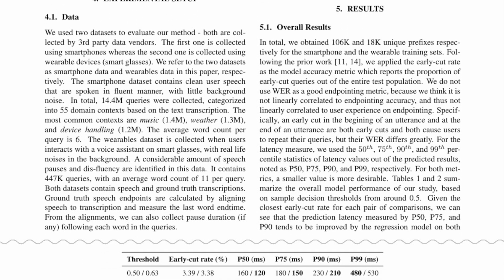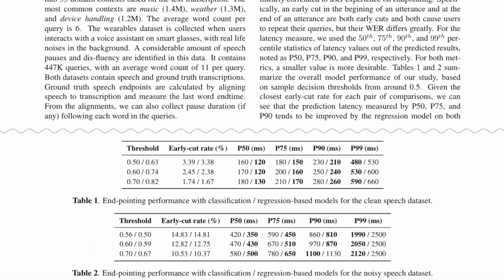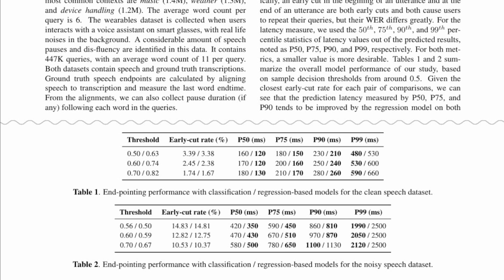5. Results. 5.1. Overall results. In total, we obtained 166,018 unique prefixes, respectively, for the smartphone and the wearable training sets. Following the prior work, we applied the early cut rate as the model accuracy metric, which reports the proportion of early cut queries out of the entire test population. We do not use DWER as a good endpointing metric because we think it is not linearly correlated to endpointing accuracy, and thus not linearly correlated to user experience on endpointing.